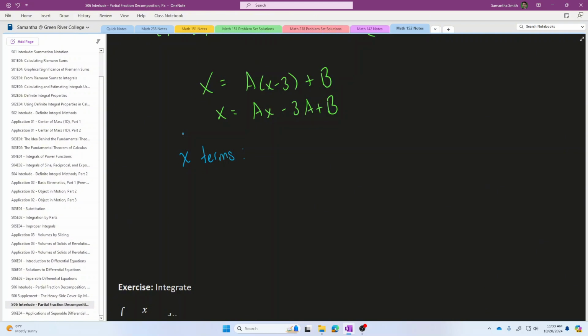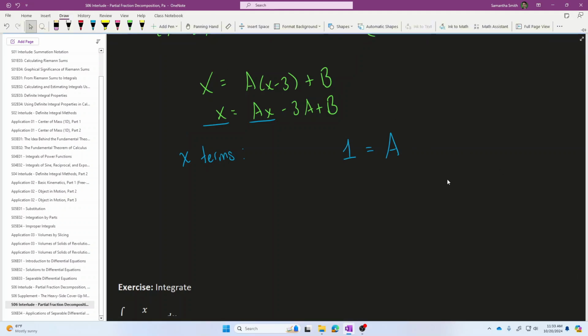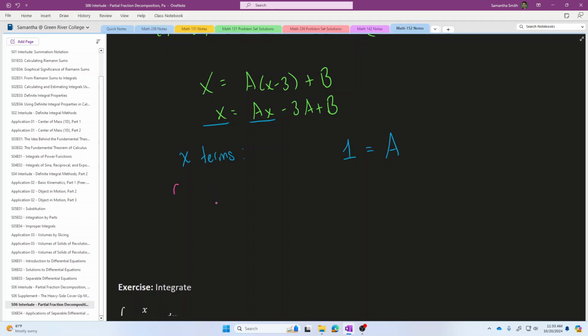On the right-hand side, my coefficient of x is a. On the left-hand side, my coefficient of x is 1. So I immediately get a equals 1 from that comparison. And if I look at the constant terms, on the right side, I have negative 3a plus b. And on the left side, I have no constants. So using that information together, that implies that b is equal to 3.